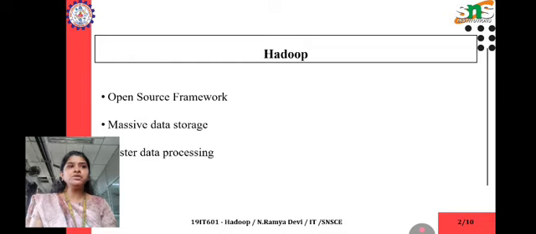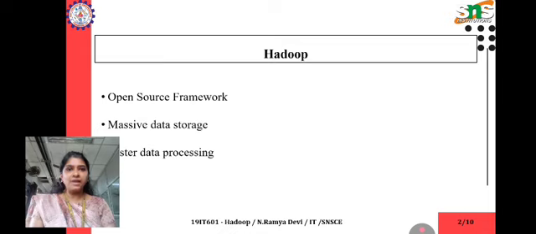A Hadoop framework application works in an environment that provides distributed storage and computation across clusters. Hadoop is designed to scale up from a single server to thousands of machines, each offering local computation and storage. In short, Hadoop is an open source software framework for storing and processing big data in a distributed way on large clusters of commodity hardware.